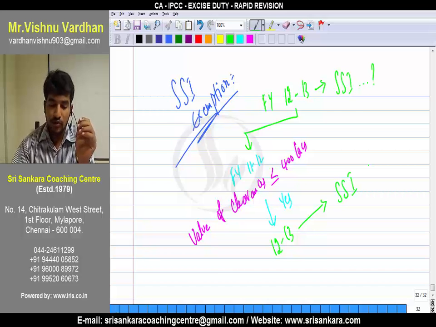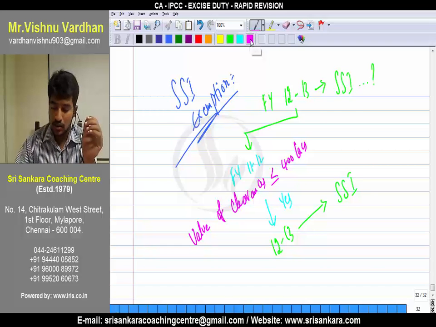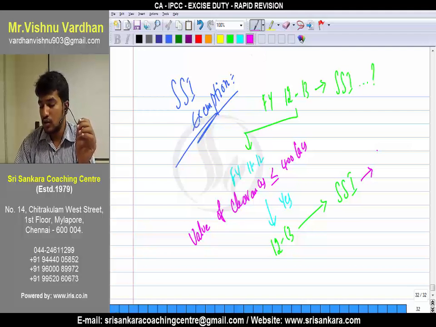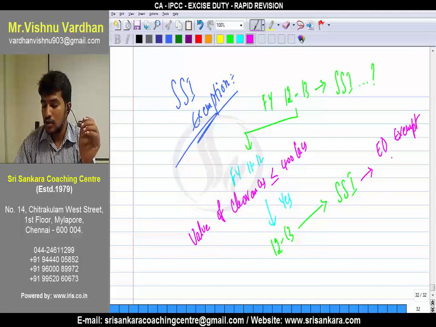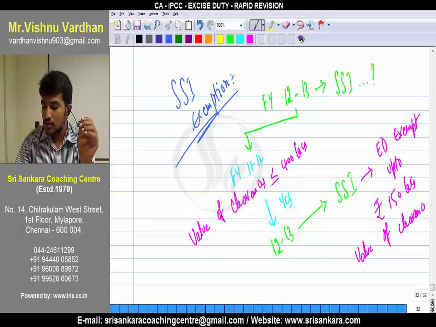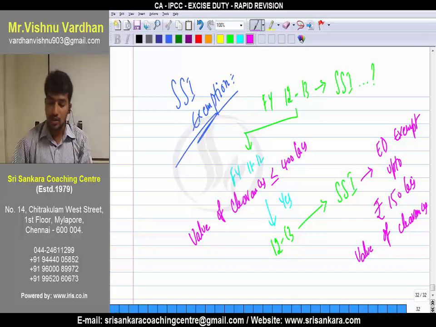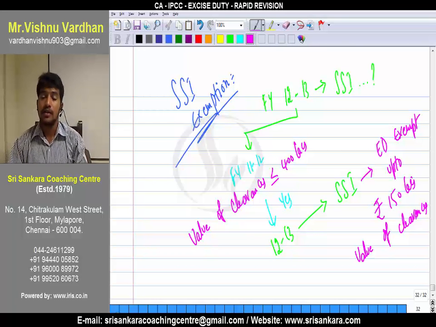Clear? So if I am called as small scale industry, what is the benefit? So excise duty exempt up to rupees 150 lakhs value of clearances. So if you want to see whether you are eligible for SSI exemption this year or not, you have to first see what is your previous year value of clearances, not turnover, value of clearances, not value of manufacture, value of clearances.